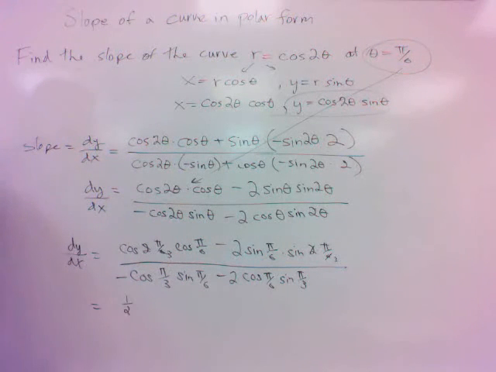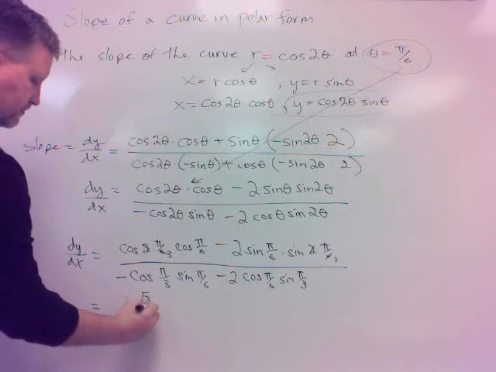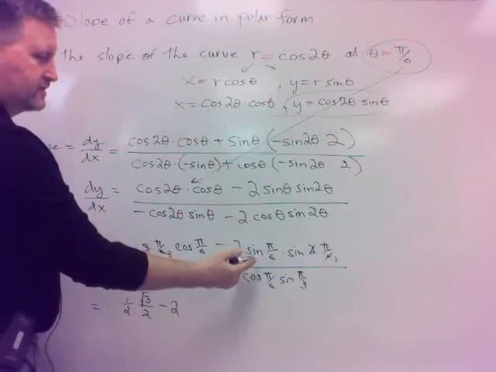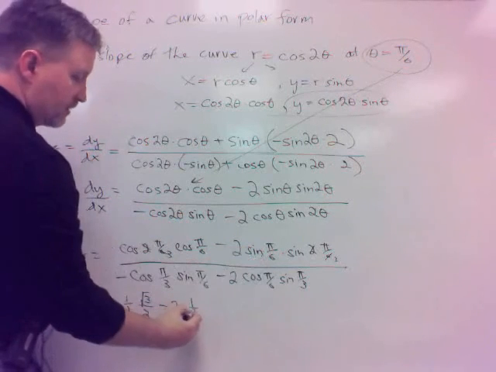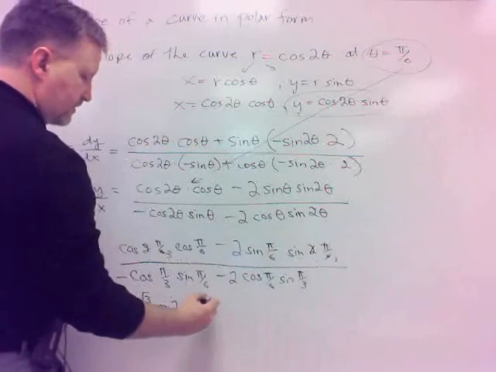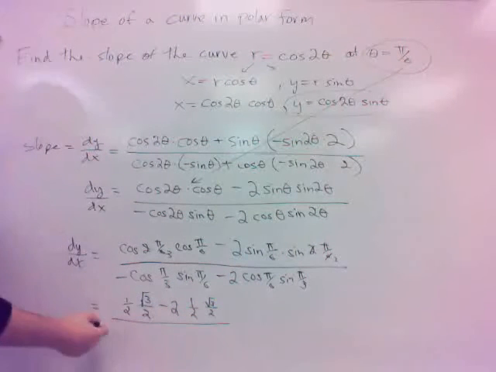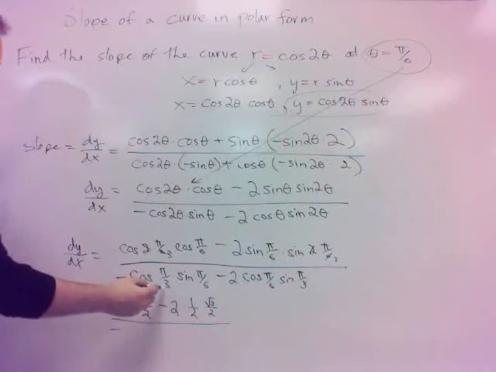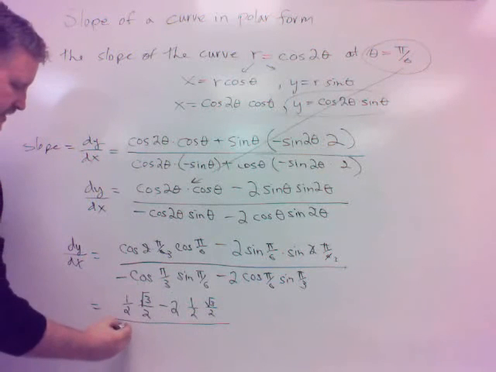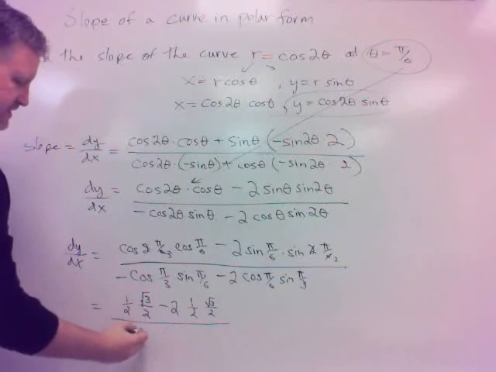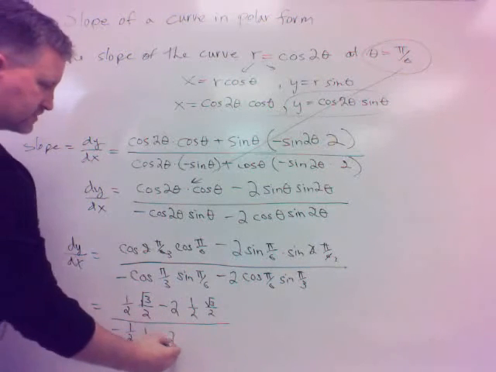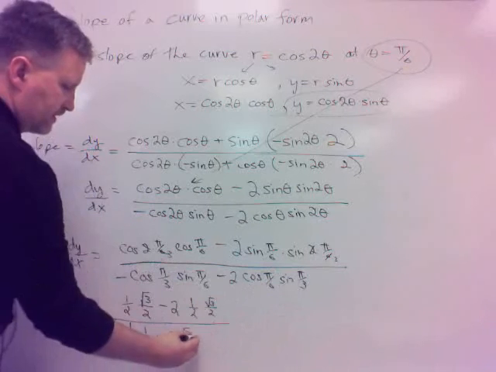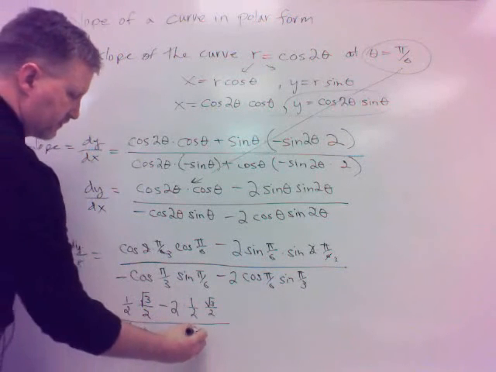Cosine of pi over 6, square root of 3 over 2. Minus 2 sine of pi over 6, well, sine of 0 is 0, so sine of pi over 6 is 1/2. That's the way I remembered it anyway. Sine of pi over 3 is square root of 3 over 2. So yeah, we're getting a lot of halves and square roots of 3 over 2. Minus cosine of pi over 3, well, that's 1/2. Sine of pi over 6 is also a half. Minus 2 cosine of pi over 6, that's square root of 3 over 2. Sine of pi over 3, square root of 3 over 2 also.